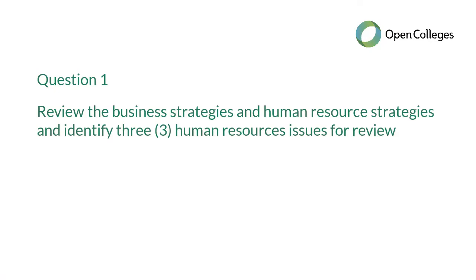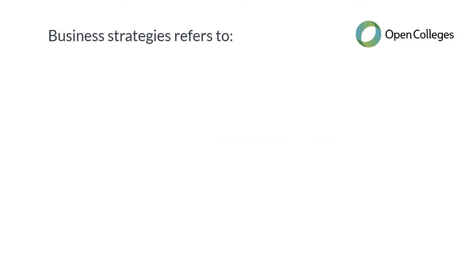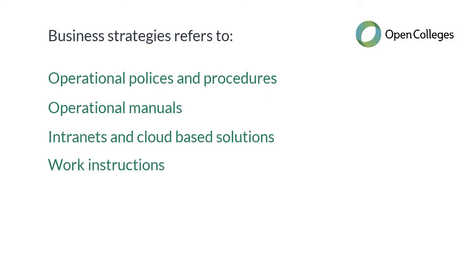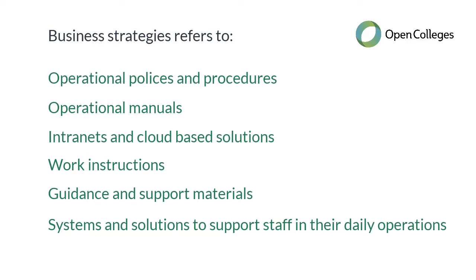Question 1. Review the business strategies and the human resource strategies and identify 3 human resources issues for review. So with the business strategies, we're talking about company policies, the procedures, operational manuals, intranets, work instructions, guidance and support materials to help the staff do their daily operations.